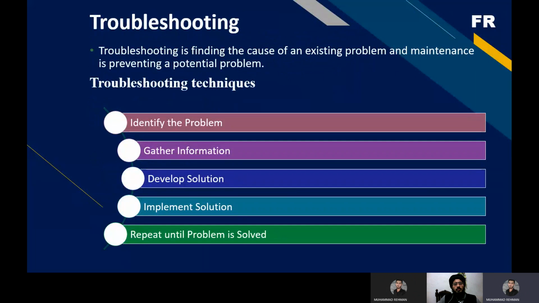Then comes troubleshooting. Troubleshooting is basically finding the cause. You have to find the cause first of all, and then do the maintenance. These few steps are written here. First of all you have to identify the problem, then gather information about what type of problem you are facing, and then you have to develop the right solution for that, which is very feasible and very economical according to the industry, and which is also related to that engine.